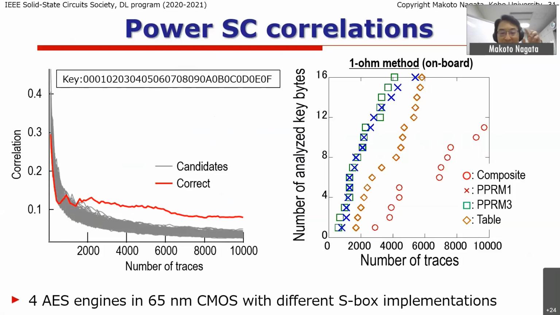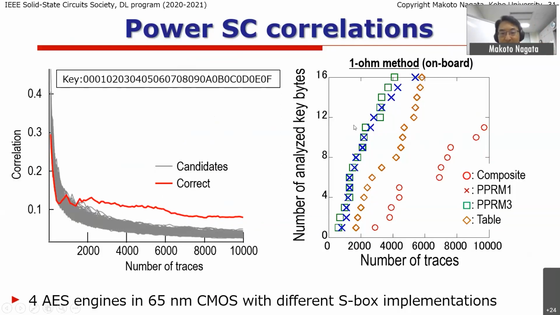Because the AES algorithm or AES architecture is well known, the attacker can assume some models like this. And finally, the horizontal axis gives you the number of traces, and the vertical axis gives you the number of analyzed key bytes. This shows how many of the key bytes can be determined after the correlation analysis shown on the left-hand side.